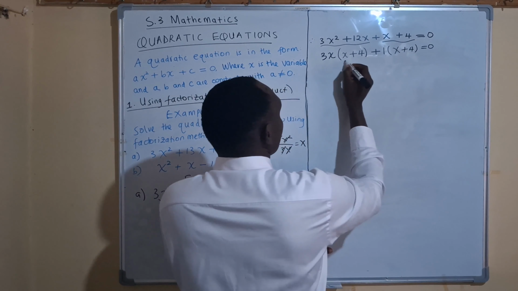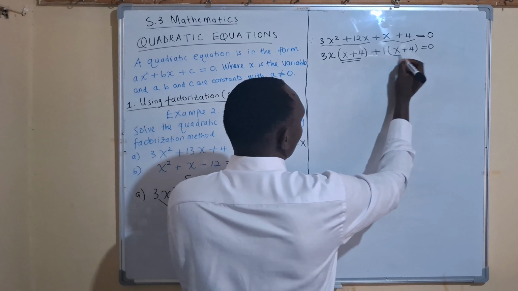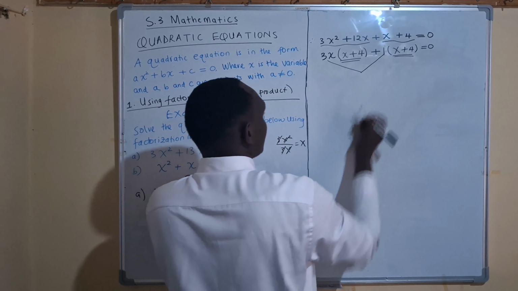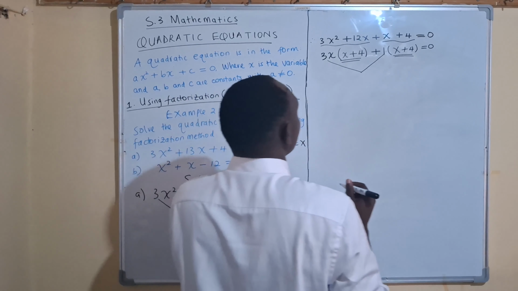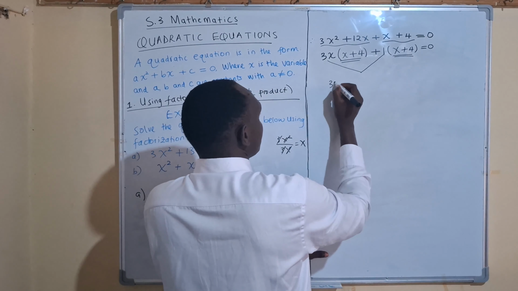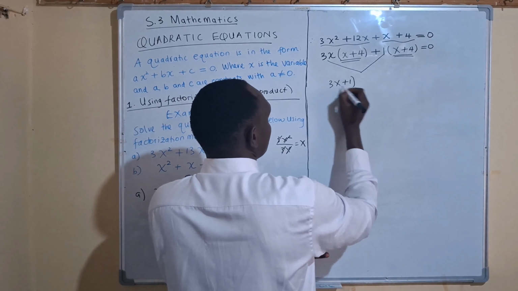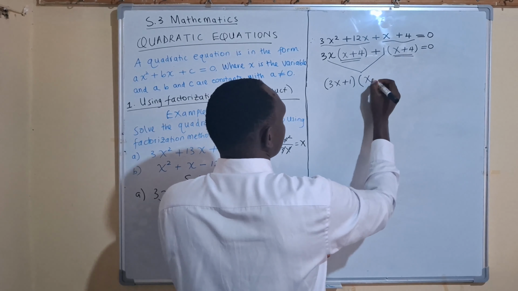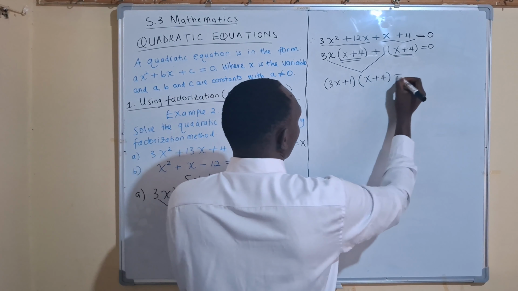What is the next step here? The 2 brackets must always be the same, otherwise you are not correct. Then you combine the 2 terms which are outside the brackets. This gives us 3x plus 1. Then you pick either of the brackets, they are the same, x plus 4, equal to 0.